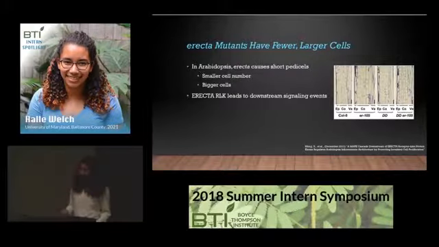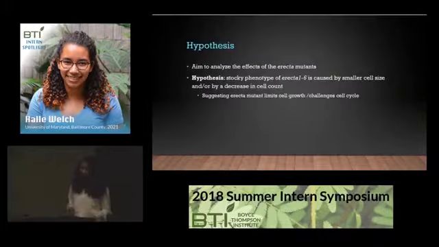So the aim of this project was to analyze the effects of the erecta mutant and get a better understanding of the phenotype. Our hypothesis was that the phenotype was caused by shorter cells and a decrease in the cell count. And this would suggest that the erecta mutant limits cell growth and challenges the cell cycle.